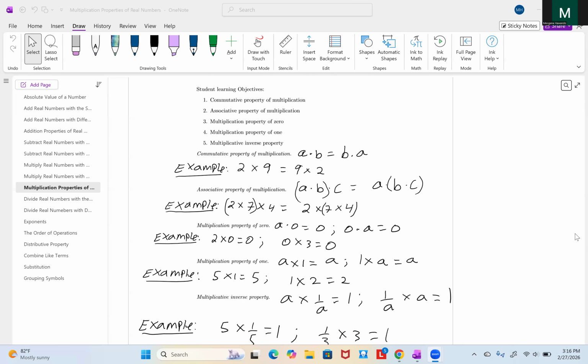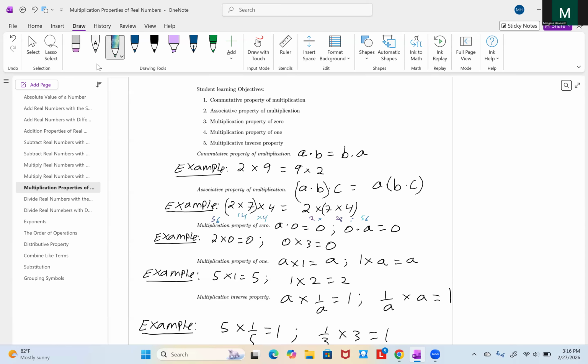2. So we can see here 2 times 7 is 14. And then we multiply it to 4. So 14 times 4 is 56. On the other hand, we can multiply the 7 and the 4 first, which is 28. And then we multiply this result by 2. And this is also 56. So that's the associative property of multiplication.